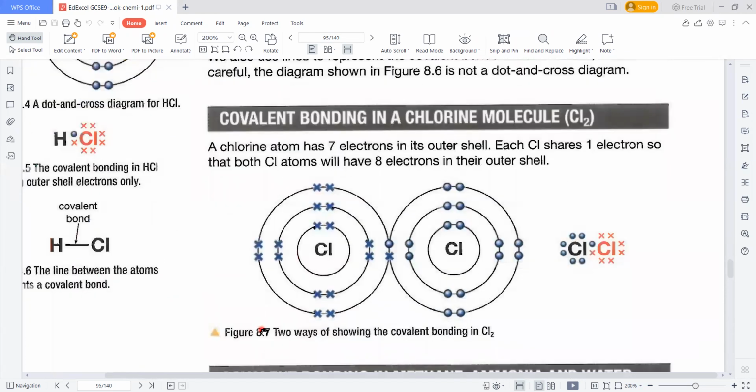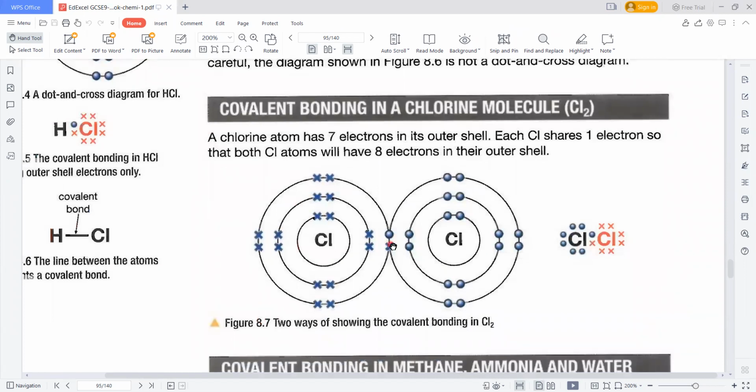Next would be the chlorine and chlorine bonding. Both of them have the same number of electrons, and their electronegativity values are quite the same. So when there are seven electrons in their outermost shell, they are going to attain stability by making an attraction between two chlorine atoms.